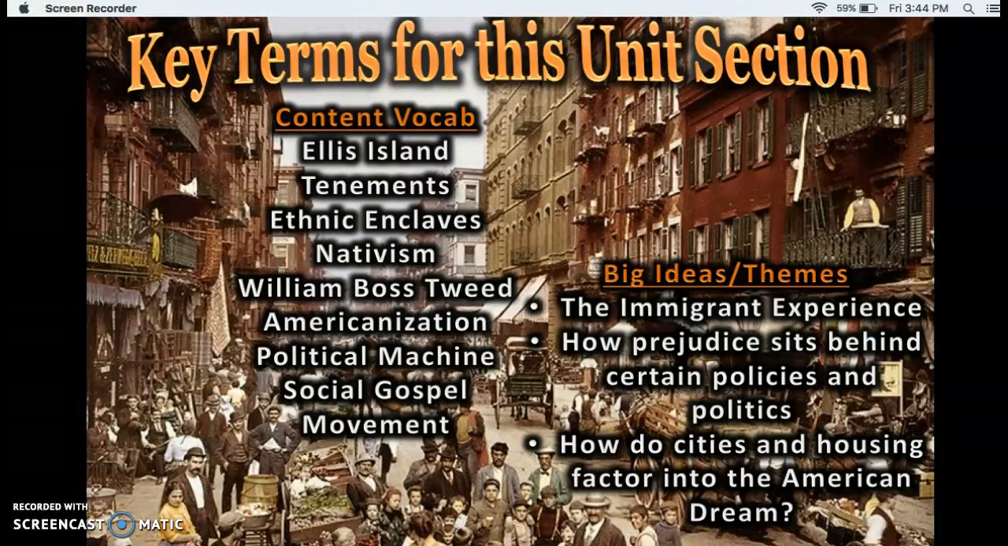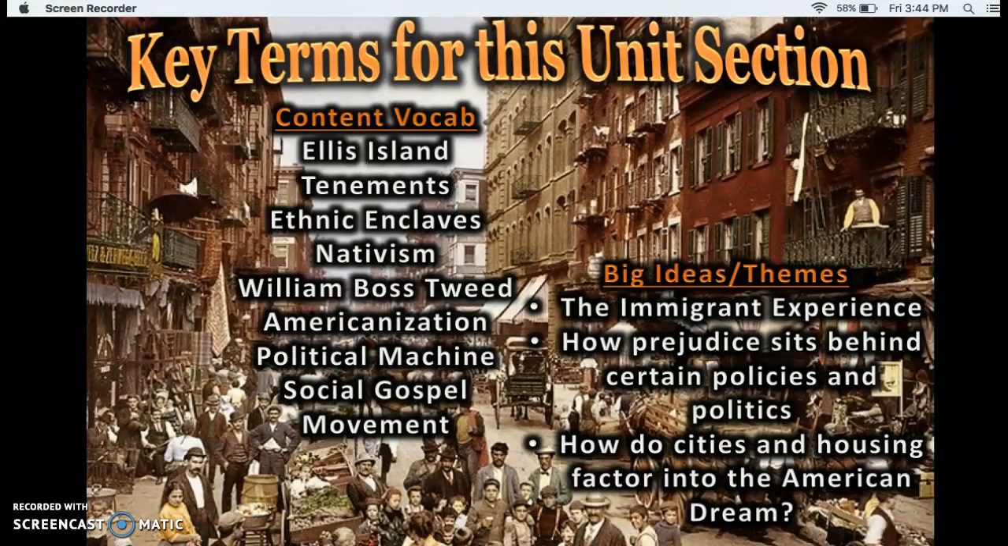So with the immigrant experience, we're going to really describe what it's like to be an immigrant in the late 1800s and early 1900s of America. As we move through, we can make connections to earlier immigrant experiences that we've talked about in class, but also start connecting it to the modern day immigrant experience. Where are there similarities or differences?